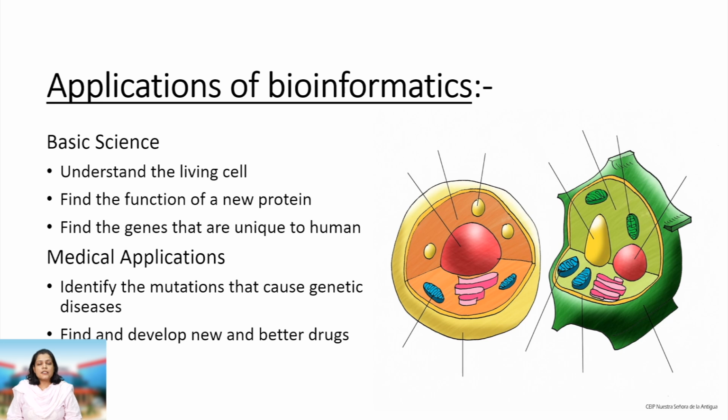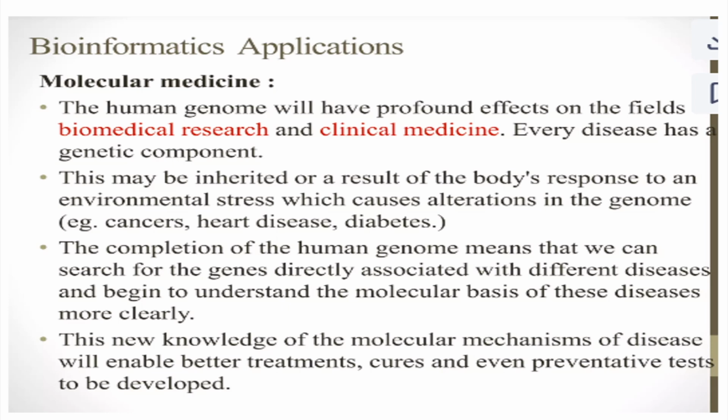Different types of analysis we can do with genome sequences and protein sequences with the help of bioinformatics tools, from where we can get the data. From biological databases we can get the data to analyze. So in molecular medicine, the human genome will have a profound effect on the field of biomedical research and clinical medicine. Every disease has a genetic component, as we all know, because we belong to medical.